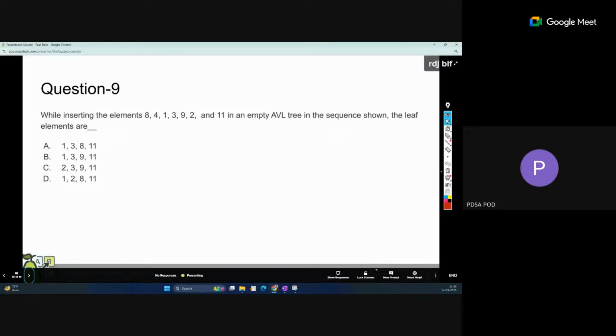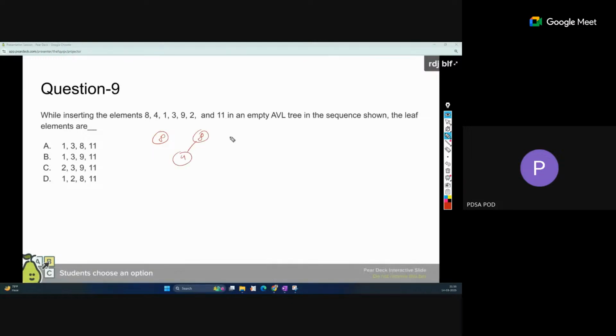Again, this is the AVL tree. Leaf nodes are there, so we can quickly create 8. Now 8, 4, so balance factors 0, 1. Now 8, 4, 1, so 0, 1, 2, and this will rotate now. So 4, and 8 and then 1. This will rotate, and after that 3 will be inserted here. So balance factors 0, 1, and 2 minus 1 is 1.